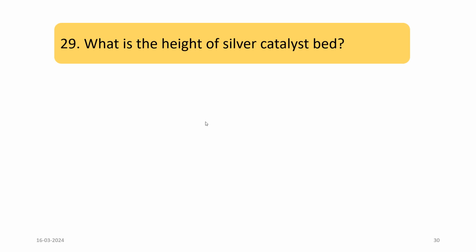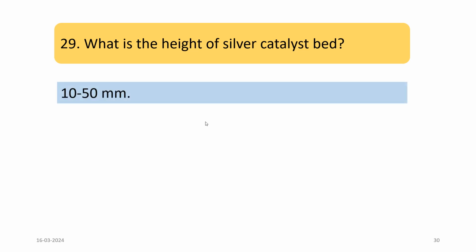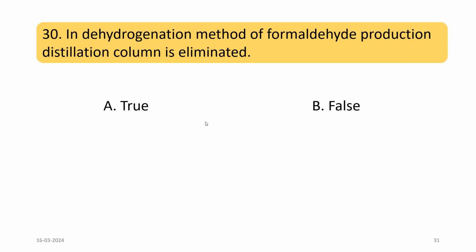What is the height of the silver catalyst bed inside the formaldehyde reactor? The answer is 10 to 50 millimeter. The silver catalyst bed has a height of 10 to 50 millimeter inside the reactor. Next question. In the dehydrogenation method of formaldehyde production, the distillation column is eliminated. Is it true or false?